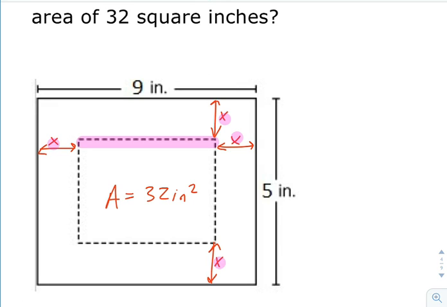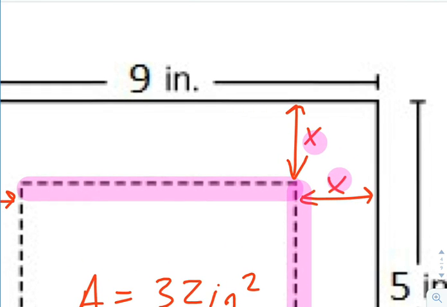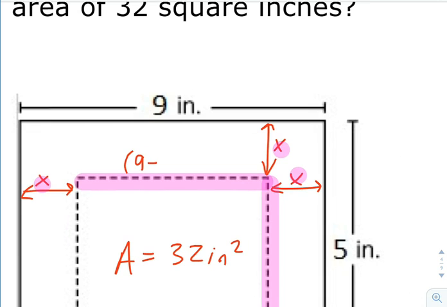True. So now we want to find some new dimensions for this smaller rectangle. Well, think about what's going on here. If the original length here was 9, how many x's are they taking off to get to this new pink one I highlighted? They're taking off an x on this side and an x on that side. How many x's is that? 2x.